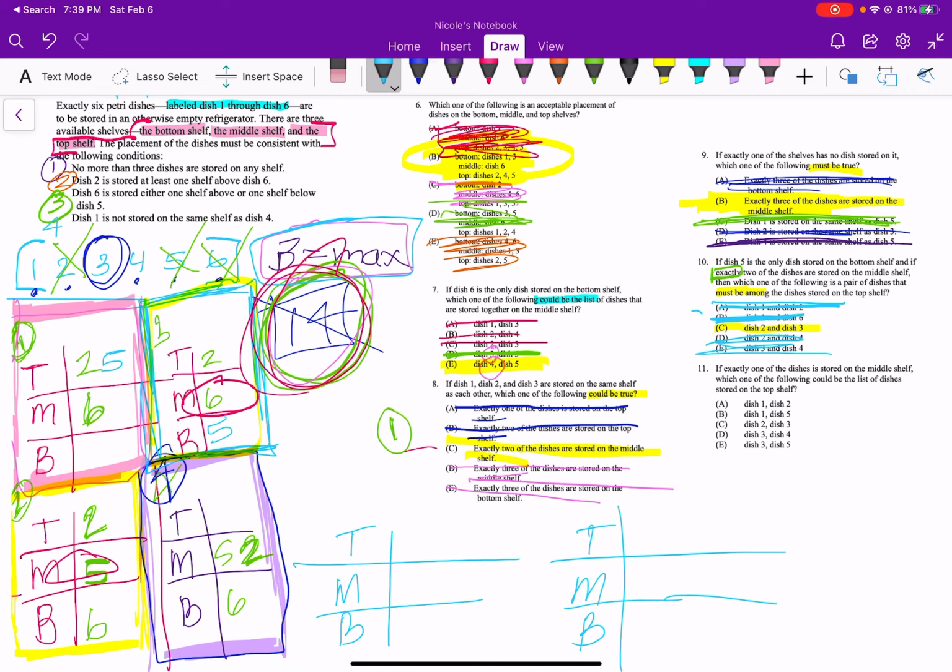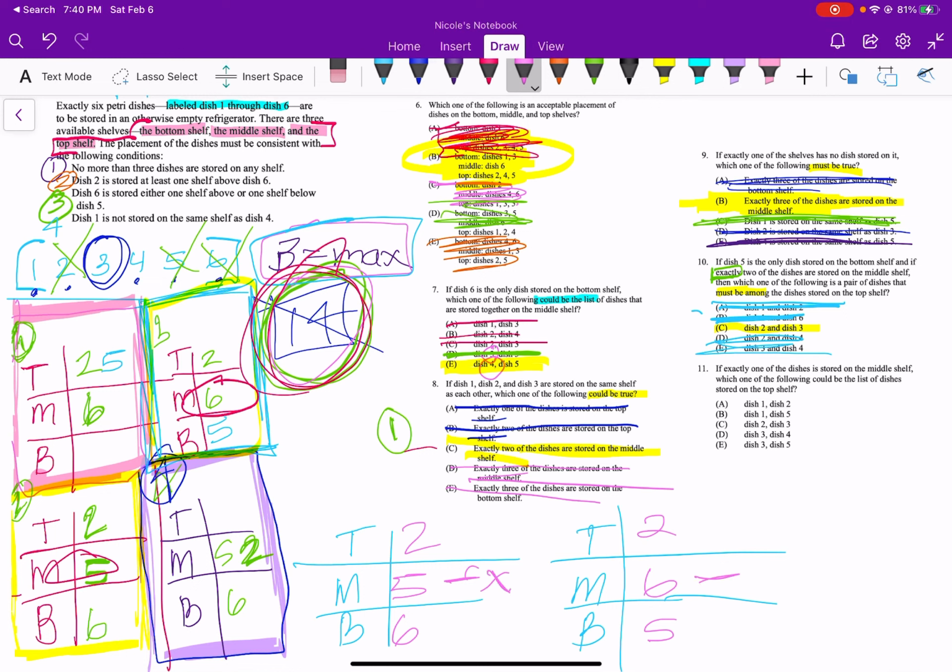All right. So we could have 5 in the middle, or we could have 6 in the middle. If 5's in the middle, 6 on the bottom, 2 on the top. If 6 is in the middle, 2's on the top and 5's on the bottom. And it's saying which of the following could be the list stored on the top shelf. And this is saying if there's only one on the middle shelf, so that means nothing else is here.